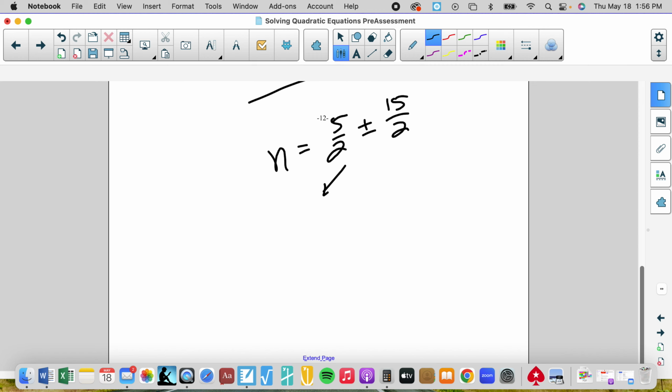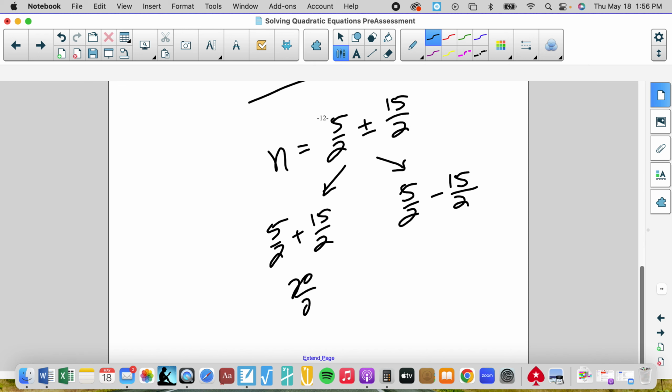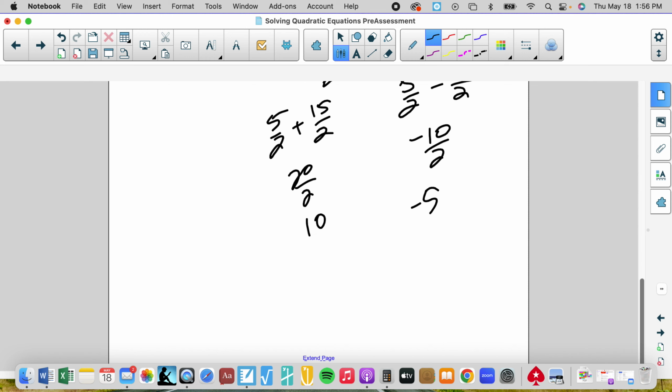Let's write out each one. 5 over 2 plus 15/2 and 5 over 2 minus 15/2. That's 20 over 2, which equals 10. That is negative 10 over 2, which is negative 5. Oh, look at that. Nice, clean, beautiful solution.